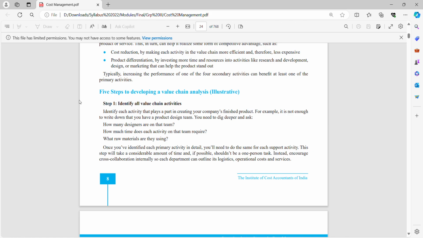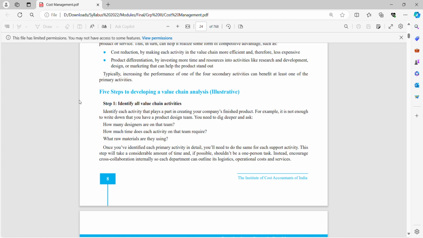Identify each activity that plays a part in creating your company's finished product. For example, it is not enough to write down that you have a product design team. You need to dig deeper and ask how many designers are on that team. How much time does each activity on that team require? What raw materials are they using?